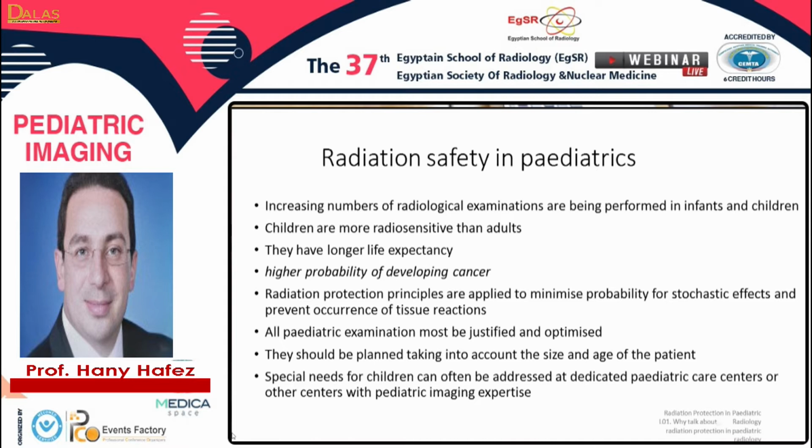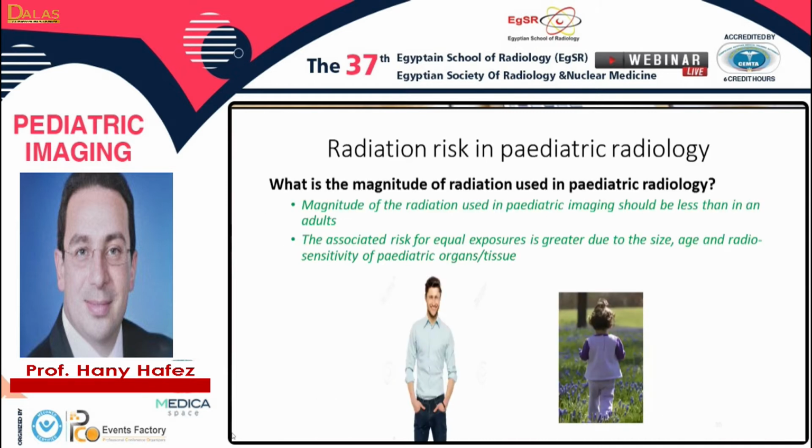We should use radiation protection principles to minimize the probability of stochastic effects. All pediatric examinations must be justified and optimized, and should be planned taking into account the size and age of the patients. Special needs for children can often be addressed by dedicated pediatric care centers or other centers with pediatric imaging expertise. The magnitude of the radiation used in pediatric imaging should be less than in adults. The associated risk for equal exposure is greater due to the size, age, and radiosensitivity of pediatric organs. As you see, the axial skeleton in pediatrics is greater than in adults, so it is more sensitive to radiation.